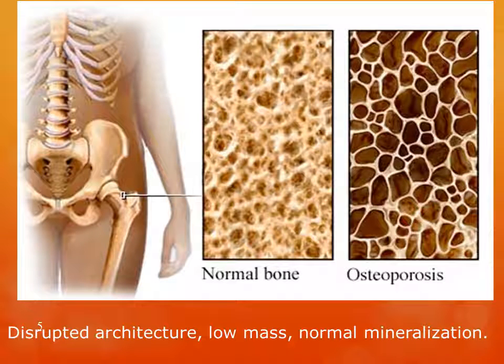So this is normal bone in the middle of the screen, osteoporotic bone on the right, and what we know is that osteoporotic bone has low mass. The mineralization to osteoid structure is normal, but in addition to just being low mass, the architecture is somehow disrupted as well.